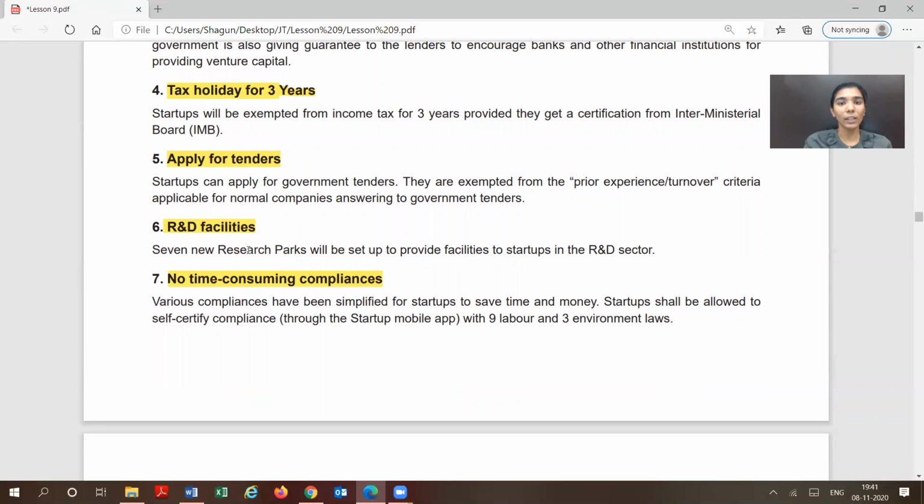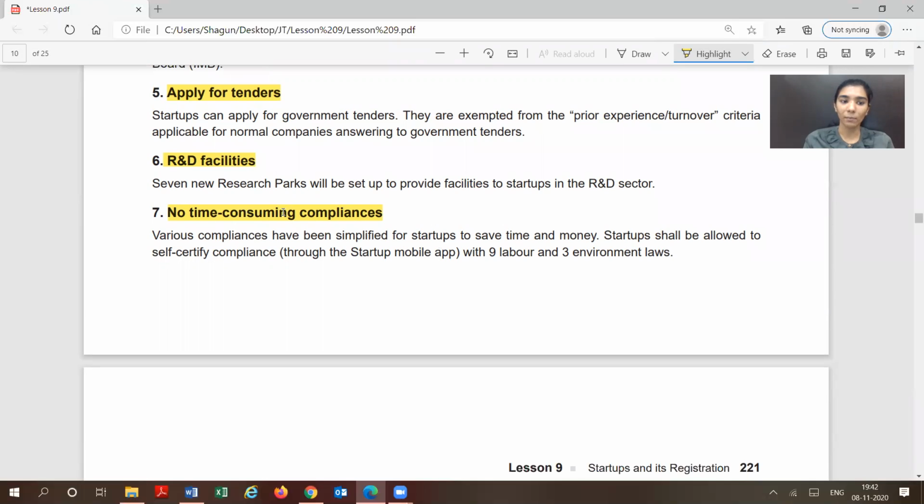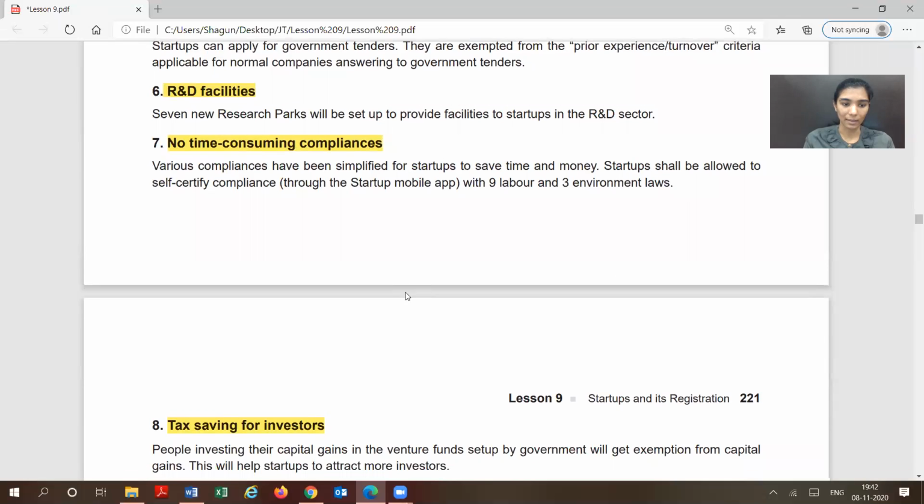Then startups होते हैं वो innovative work में work करते हैं, तो इसीलिए government has provided facilities to set up R&D research parks where these startups they can do research and development. Again, no time consuming compliances, बहुत easy procedure होता है इनका. And also startups have been allowed to self-certify compliance through the startup mobile app with 9 labor and 3 environmental laws. Starting of the chapter में ये labor laws and environmental laws का नाम लिखा है, जिसके अंदर startups can self-certify their compliances.